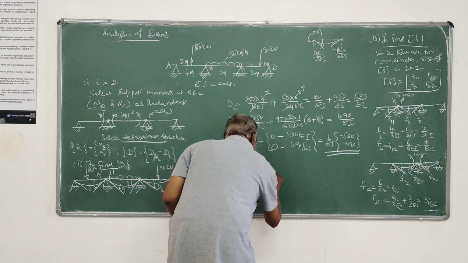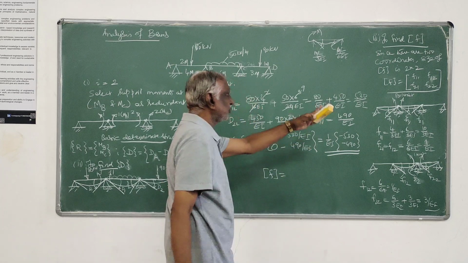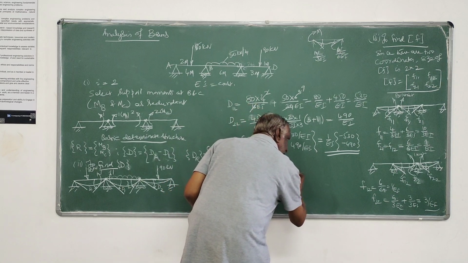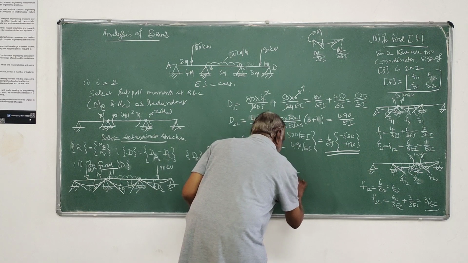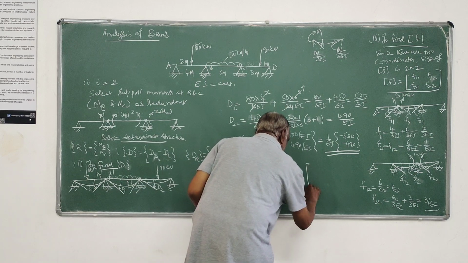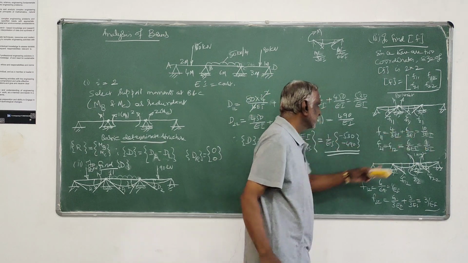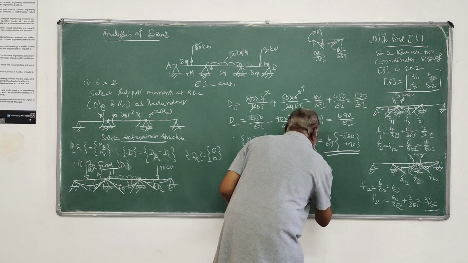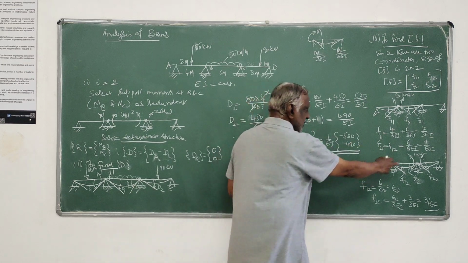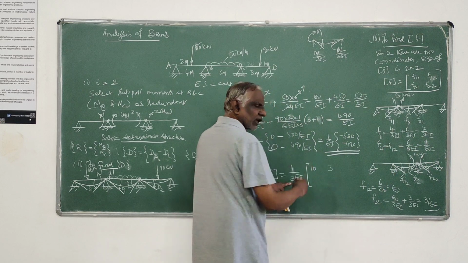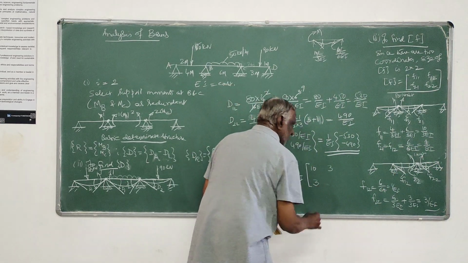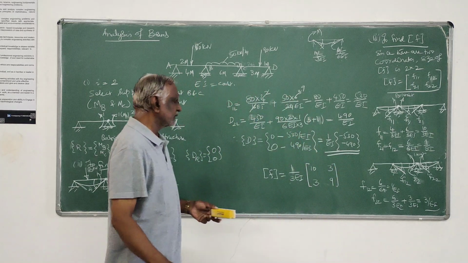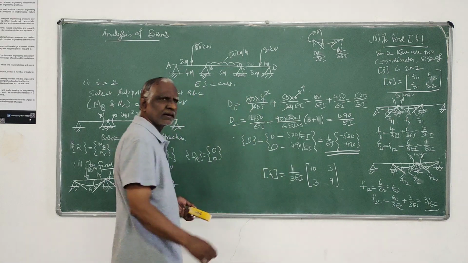Therefore, the flexibility matrix F is given by 1 over 3L. I will take it outside. 1 over 3L. Here F11 will be 10, F12 will be 3, because 1 over 3L I have taken outside. This is 1 by L, therefore I have to multiply by 3. This also 3 and this will be 9. So this is my flexibility matrix.